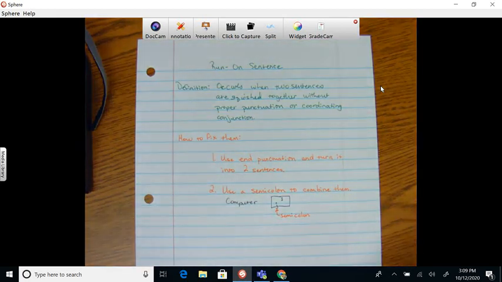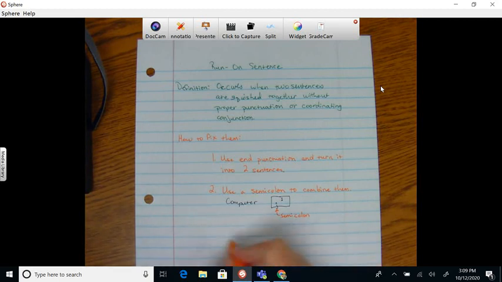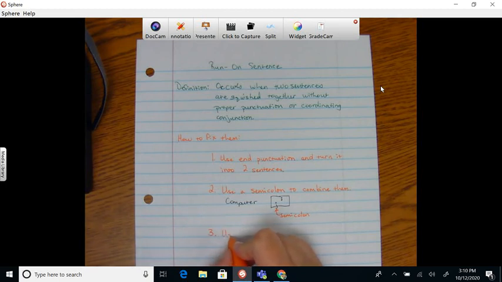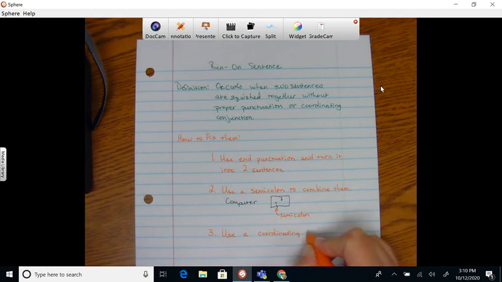Super helpful. And then the third thing we could do is use a coordinating conjunction with punctuation to combine them. And we'll definitely cover more about that another time. But these are your options for when you have a run-on sentence.